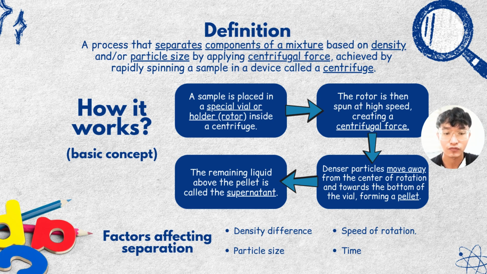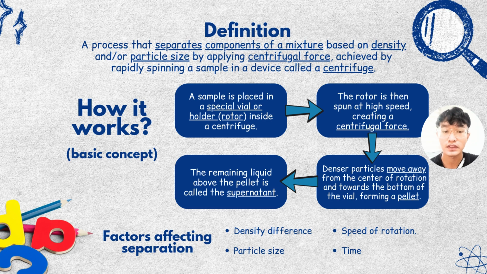So here is how it works. First, the sample is placed into a special vial or rotor inside the centrifuge. When the rotor spins rapidly, the centrifugal force pushes the denser particles away from the center of rotation, causing them to settle at the bottom and form what we name a pellet. The remaining liquid above, we call the supernatant.